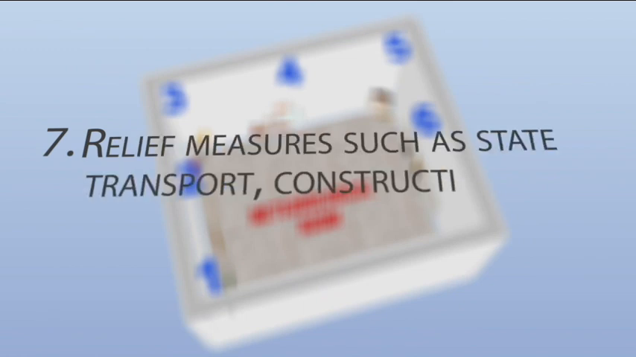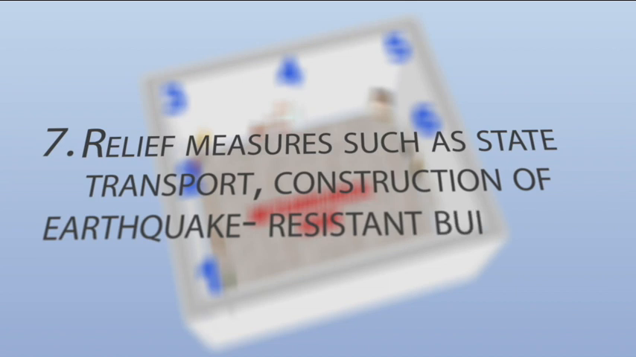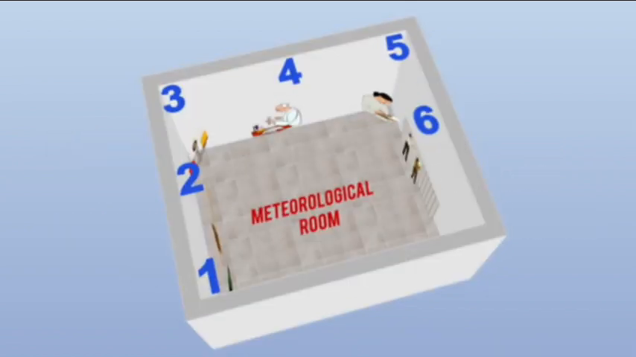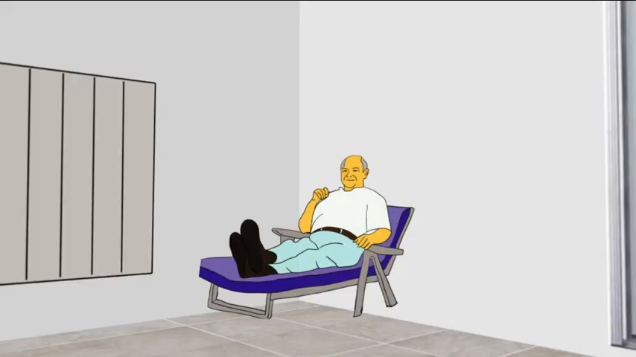The seventh point is relief measures such as state transport, construction of earthquake-resistant buildings and insurance cover. The keyword here is relief. Visualize at point number 7, that is the right side nearest corner of the wall, an old man feeling relieved and relaxed.